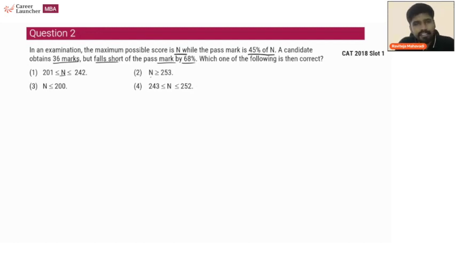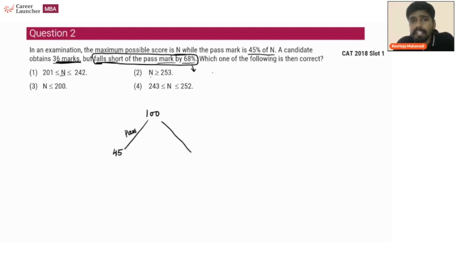Okay. So let us assume that initially the total marks was 100, and what is the pass mark out of 100? 45 would have been the pass mark out of 100 marks. Now, how much has the candidate secured? That is an absolute value. I'll ignore that. What do I know about what he has secured? He has secured 36 marks, but he has fallen short of the pass mark by 68%. So if he has fallen short of the pass mark by 68%, can I say he secured 32% of pass marks?